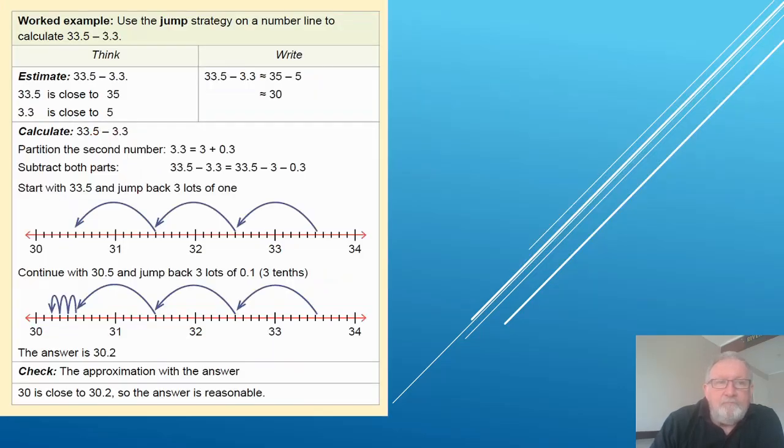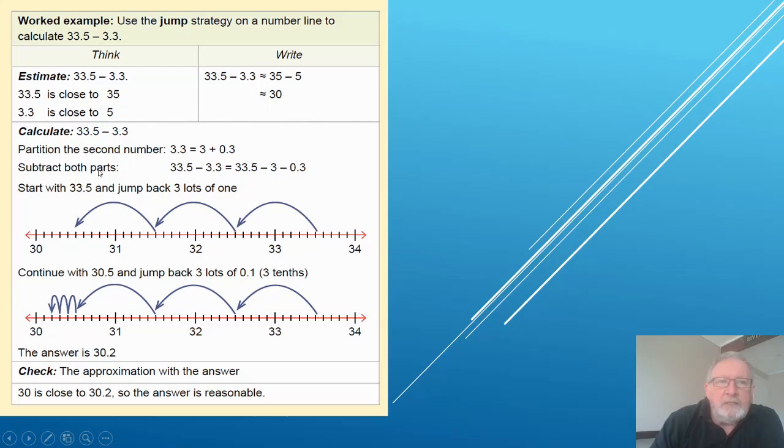All right. So the difference with this jump strategy is that we are going to work with decimals on both the number we start with and the number we're taking away. So when they're both rounded, we can see 33 and 5 tenths is close to 35, 3 and 5 tenths is close to 5. Both examples have been rounded up, and because they're both rounded up, it should mean that our approximate answer is pretty close. So we're saying it's approximately equal to 30.